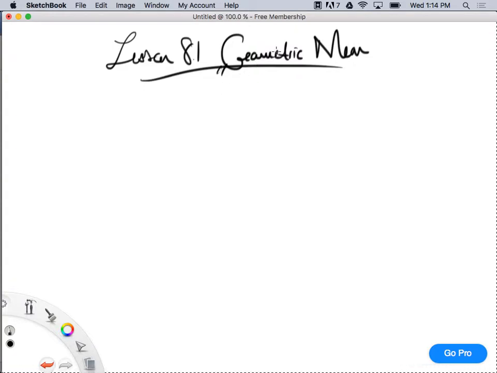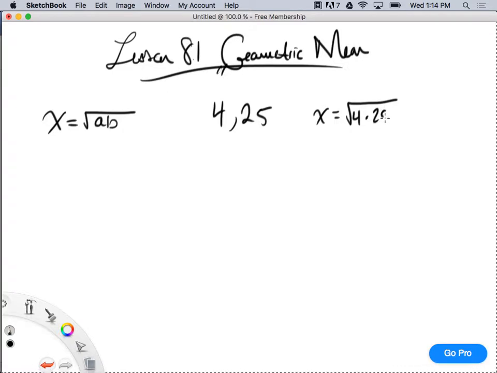Okay? Geometric mean. Now the geometric mean is this: x equals the square root of a times b. You guys remember this? So for instance, if I ask you for the geometric mean of 4 and 25, that would be the square root of 4 times 25, which would be the square root of 100, which would be 10. Okay? That stuff is pretty simple.